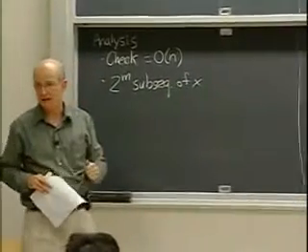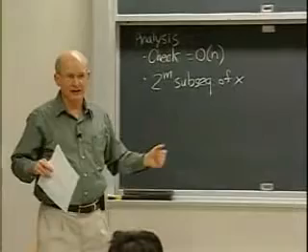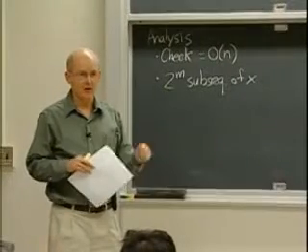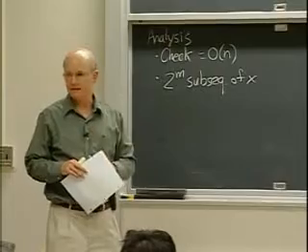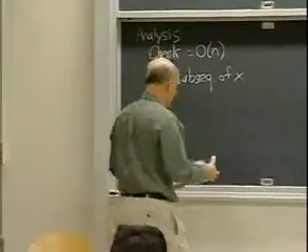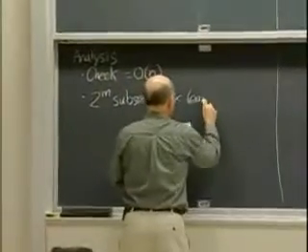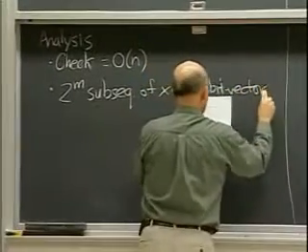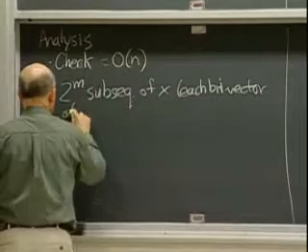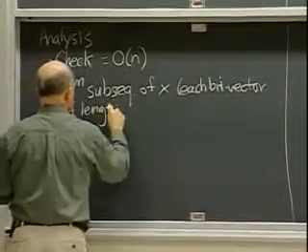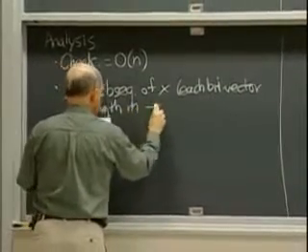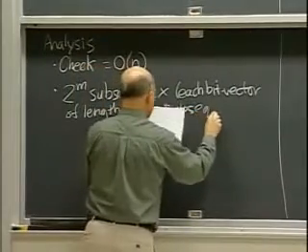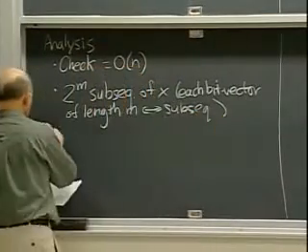Now, of course, you could have matching characters there, but in the worst case, all the characters are different. Okay? And so every one of those will be a unique subsequence. So each bit vector of length m corresponds to a subsequence.